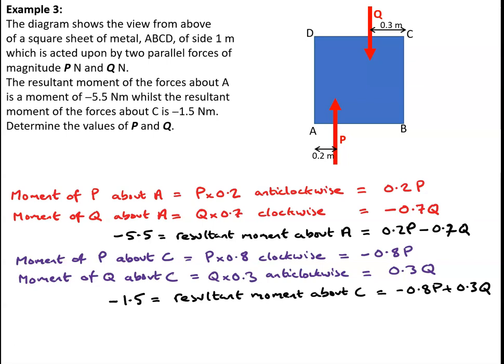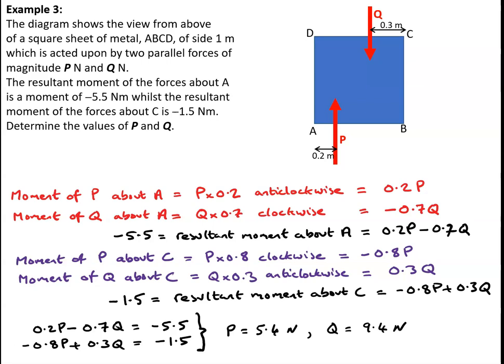So I've got a pair of simultaneous equations for P and Q, which I can solve to obtain P is 5.4 newtons and Q is 9.4 newtons.